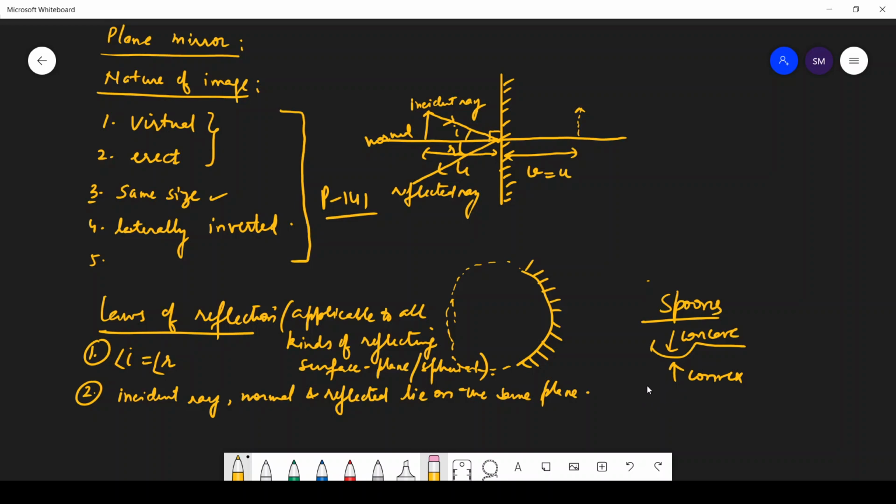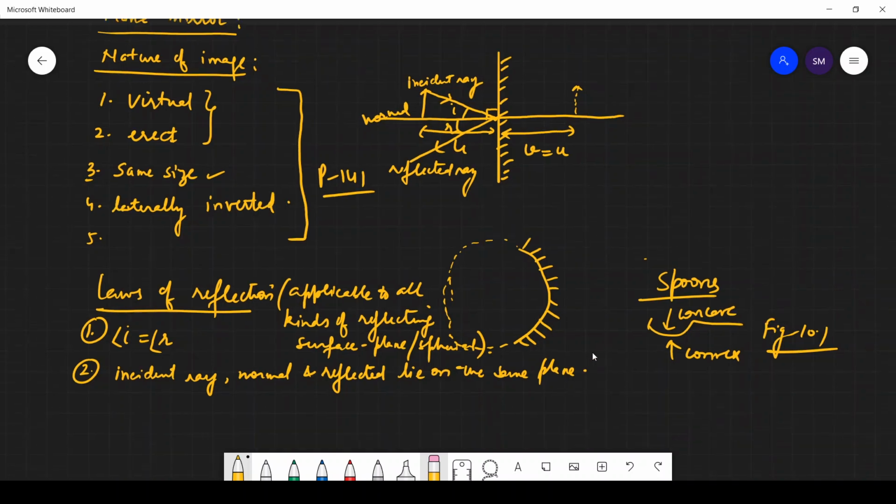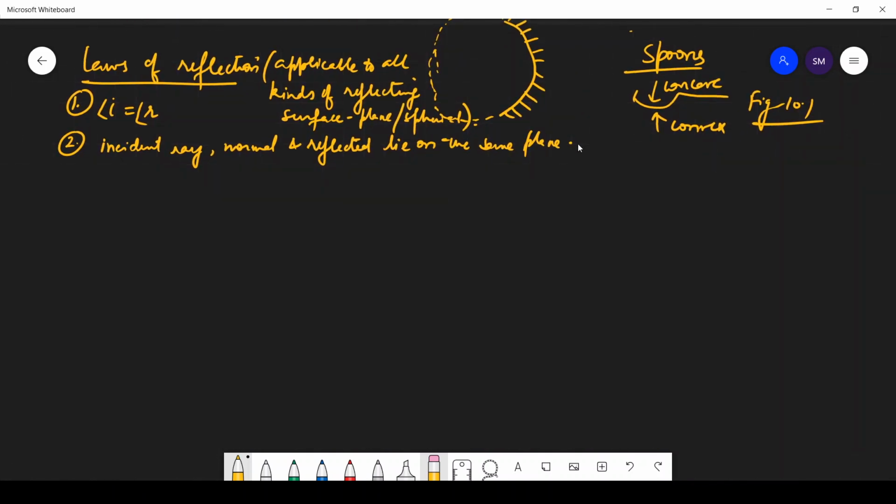So, which is there in your book figure 10.1, the concave mirror and the convex mirror. Now we have some terms for these spherical mirrors that we will use. So first, some key terms.